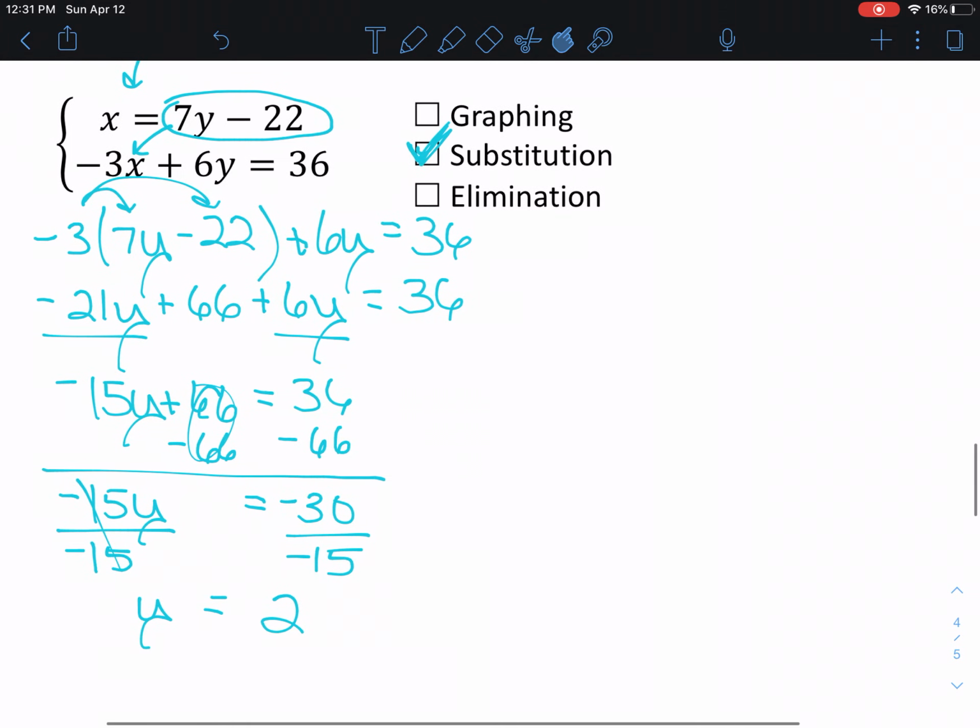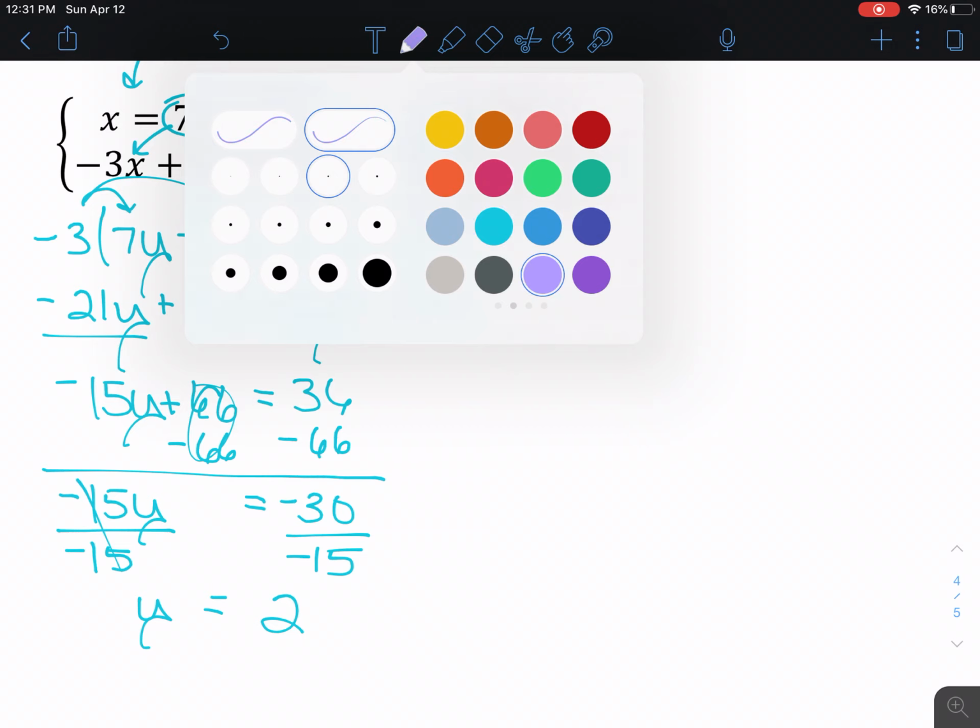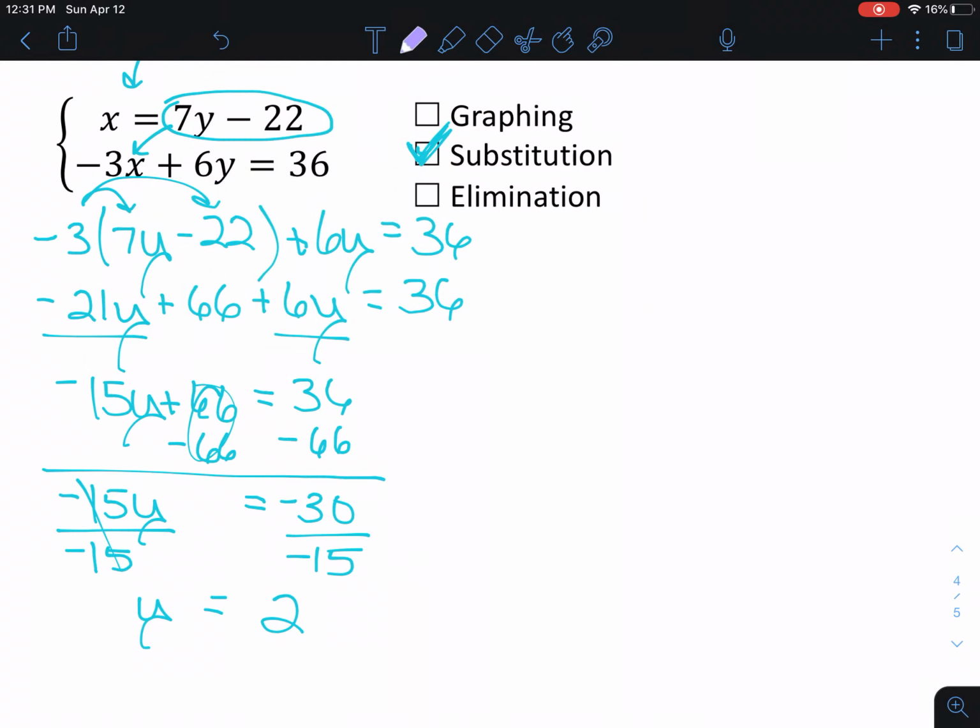Okay, so now I'm going to go over here. Now I need to solve for x. And I know that my original equation says x equals 7y minus 22, but now y is 2. So I can replace that. And now I can solve. 7 times 2 is 14, minus 22. So we get negative 8.